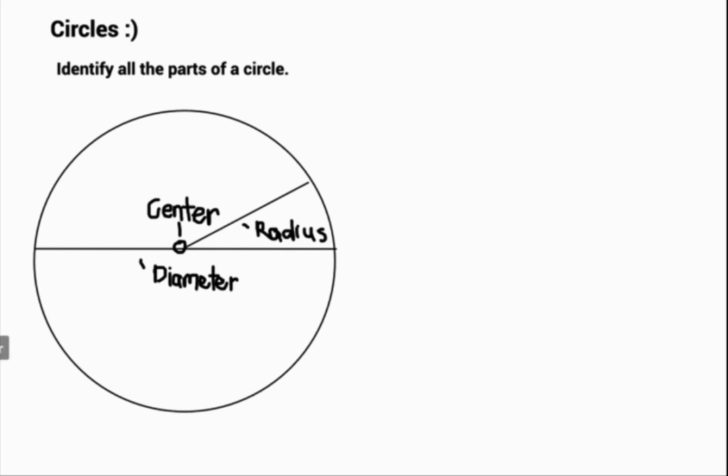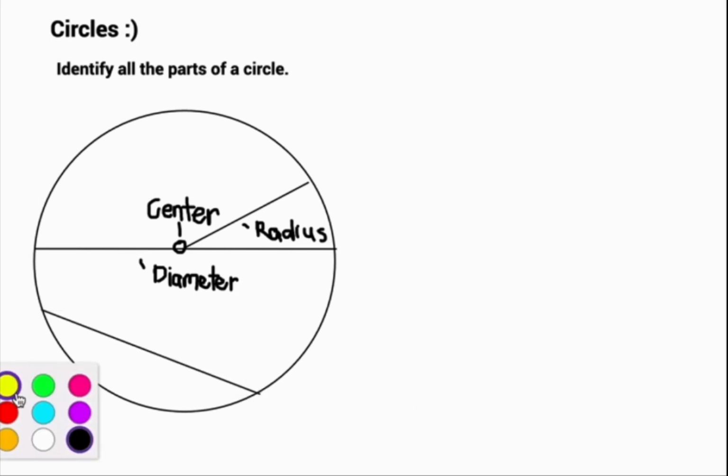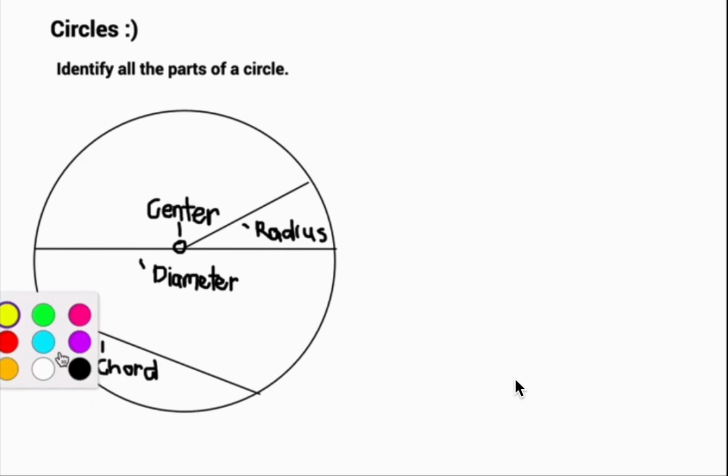So moving on to our last part, this part is similar to the diameter and is called a chord. It is a line segment that connects 2 points on a circle, but doesn't run through the center. The diameter is technically a chord and is the longest chord, since it runs through the center. Now I'm just going to highlight all the parts with different colors.